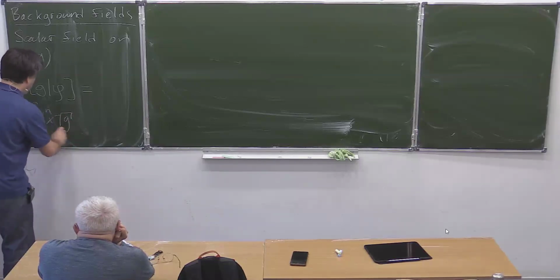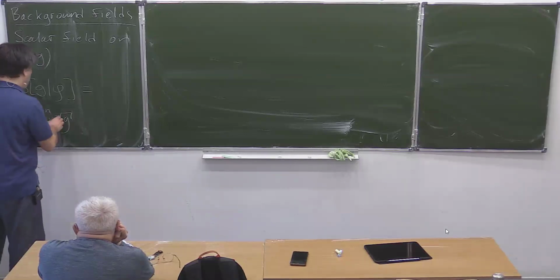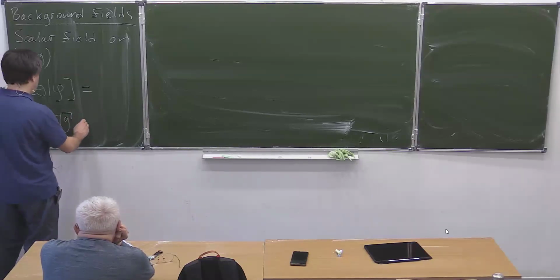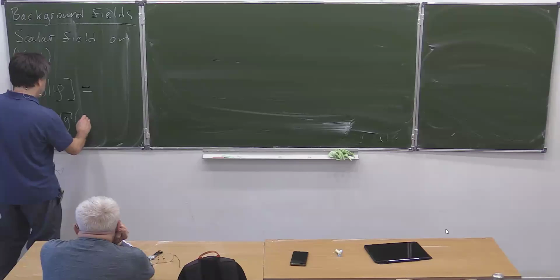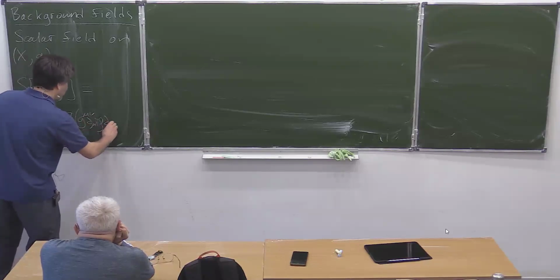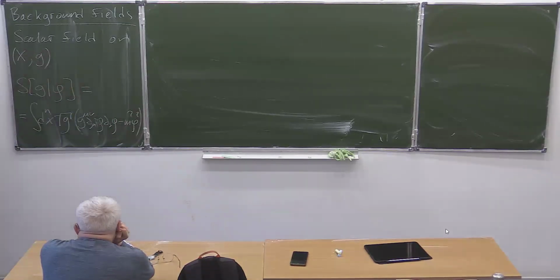So we need to make things manifestly coordinate independent. We need a correct volume form, which comes from the determinant of the metric, and then we have the Lagrange density itself, which is g^{μν} ∂_μ φ ∂_ν φ, say, minus m² φ². So you can think of this as an action functional, which depends on two fields, g and φ.